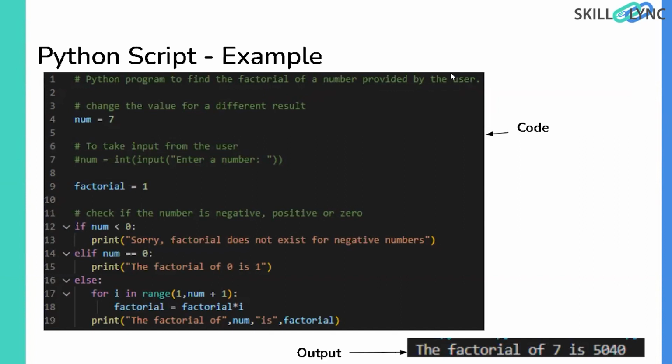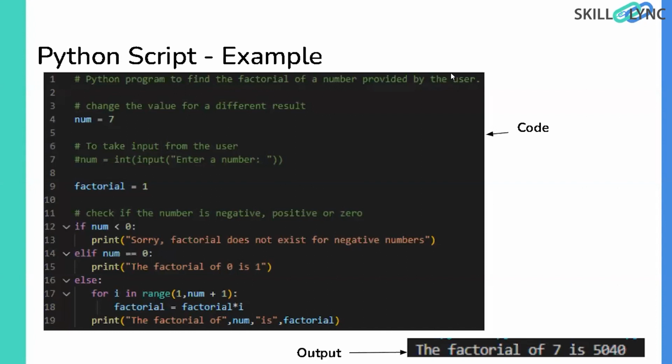So if line 14 is true, then your print statement will be executed, and the factorial of 0 is 1. That is what it will print. If both conditions, if and elif, are false, then it goes to line 16.